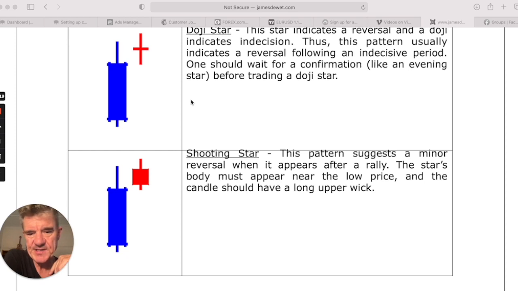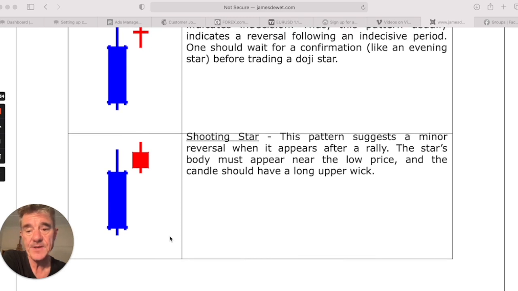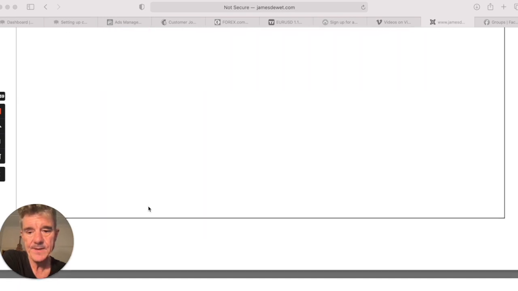This pattern suggests a minor reversal when it appears after a rally. So remember, it's a bearish pattern. So we're looking for the price to stall over here and then move down. The star's body must appear near the low price, and the candle should have a long upper wick. We're talking about that one there. All right.